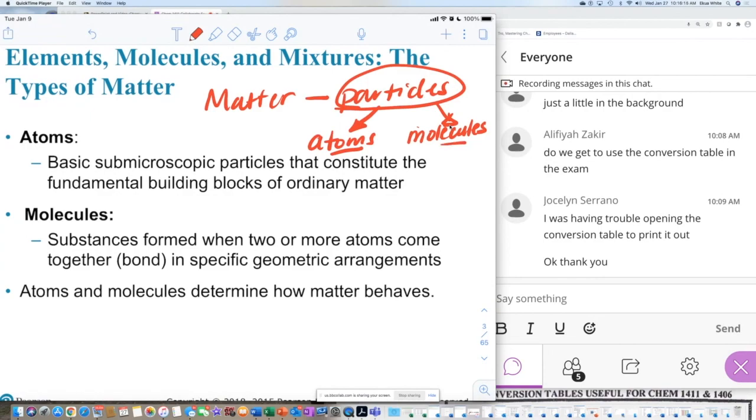So atoms are the basic submicroscopic particles that constitute the fundamental building blocks of ordinary matter. In other words, just like you have one piece of Lego, right? And you can use all the Legos together or apart to build different objects and shapes and stuff like that. You can use individual atoms to eventually build up the macroscopic level of matter, what we can actually see and experience. So atoms are the building block of matter, and it says so right here, building block of matter.